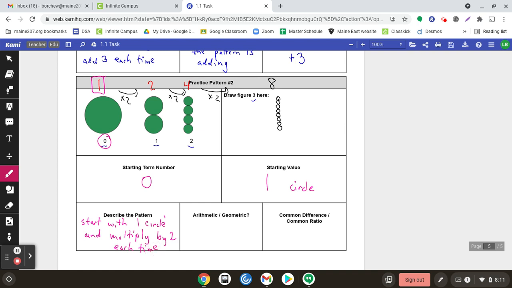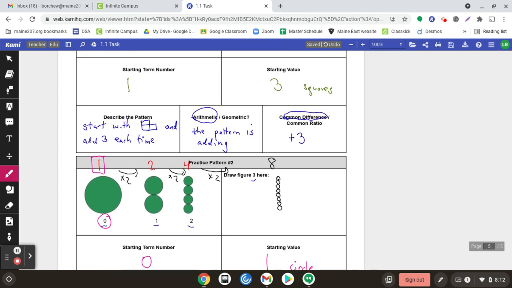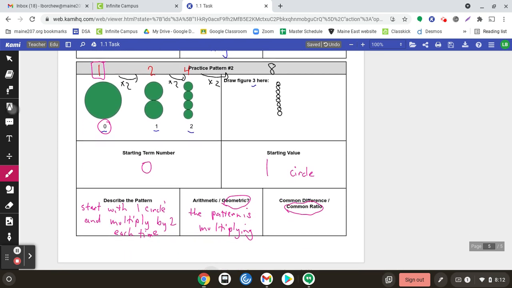So if I'm multiplying, this is a geometric sequence because the pattern is multiplying. And a geometric sequence had a common ratio. So what exactly was that pattern? Well, if you take a look, specifically, I was multiplying by 2. So I will say that this pattern is called a common ratio, would be times 2. And remember, we were going to write that as a fraction, so times 2 over 1.